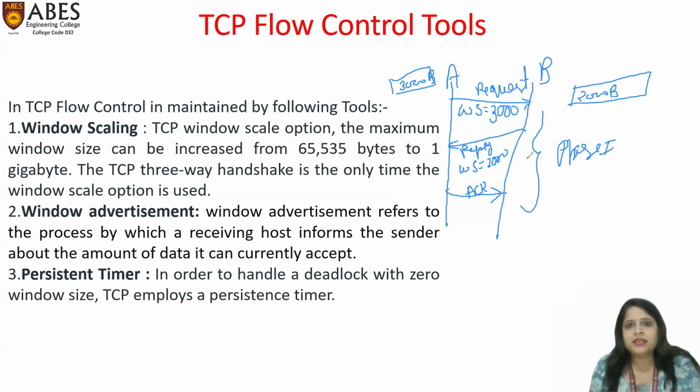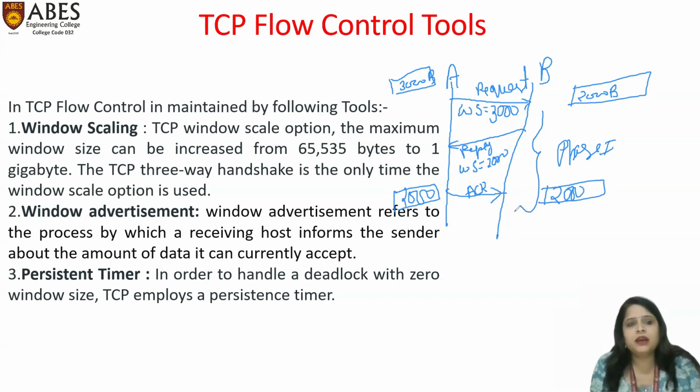In that case, the client buffer size is 3000 and the server buffer size is 2000. Both of these computers will agree upon the lower of these two window sizes. So here the window size is 2000. In the connection establishment phase, both computers agree on the window size, the lower of the two values, that is 2000. So the sender window size is 2000, and the receiver window size is also 2000.